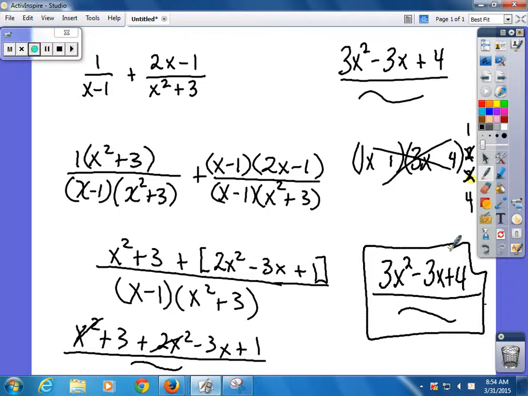Now, this is a partial fraction because you've got 2 fractions that have nothing in common. So that's one way of doing it. Here's another partial fraction.